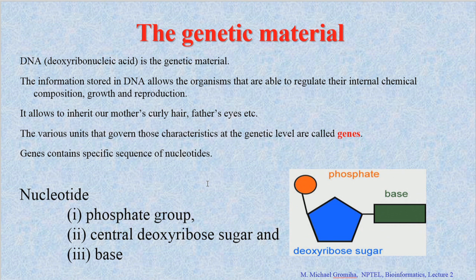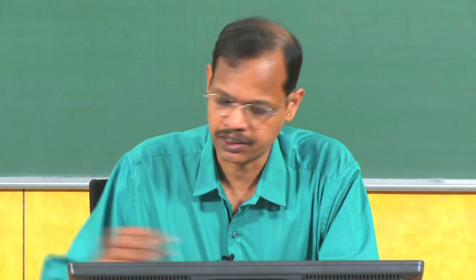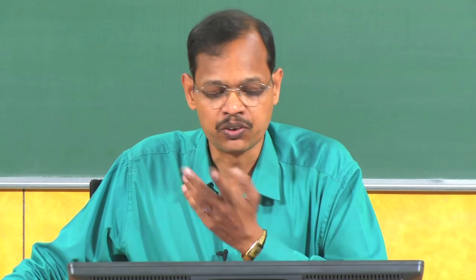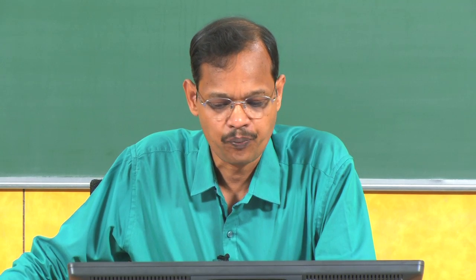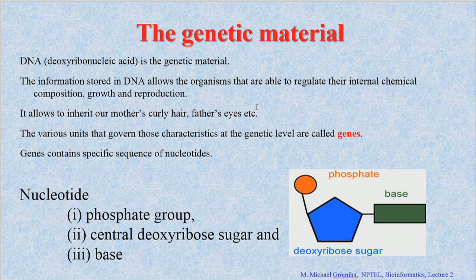If we talk about DNA, it is genetic material, and the information stored in the DNA allows organisms to regulate their internal chemical composition, growth as well as reproduction. For example, it allows mother's curly hair and father's eyes and so on, that we know of as getting the genetic information. So, the various units that govern these characteristics at the genetic level are called genes. There are several genes, and collectively they form a genome sequence.